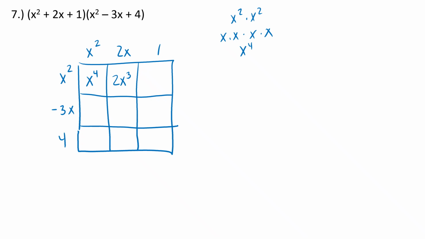Anyway, x squared times 1 is x squared. Next line down, x squared times negative 3x is negative 3x to the 3rd. Negative 3x times 2x is negative 6x squared. And then multiplying by 1 is nice because it'll just be itself, so negative 3x. And then last one, 4 times x squared is 4x squared. 4 times 2x is 8x, and 4 times 1 is 4.